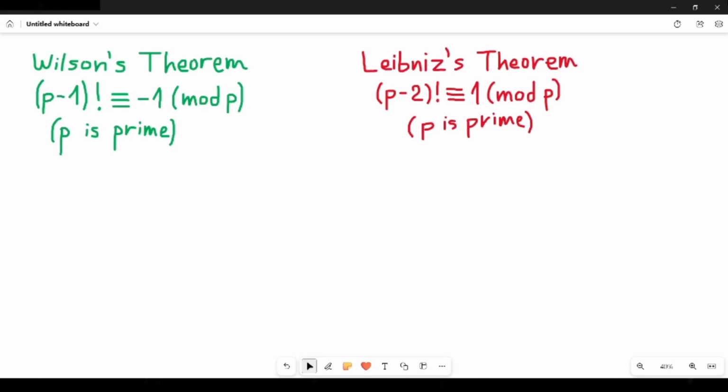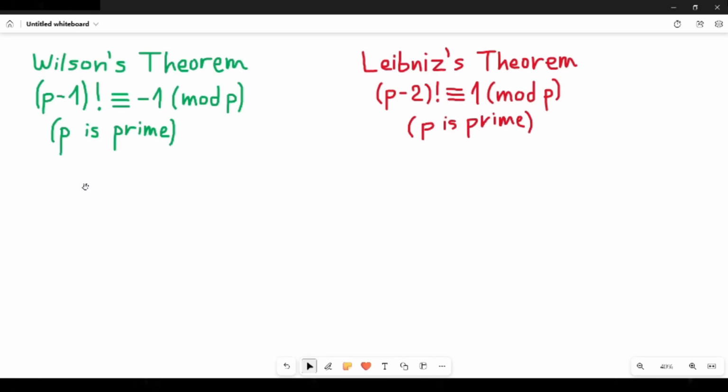The first one is Wilson's theorem, which states that for every prime p, this statement is true: (p minus 1) factorial is congruent to minus 1 modulo p. That is pretty interesting, and in another video I can prove the theorem, but not now.